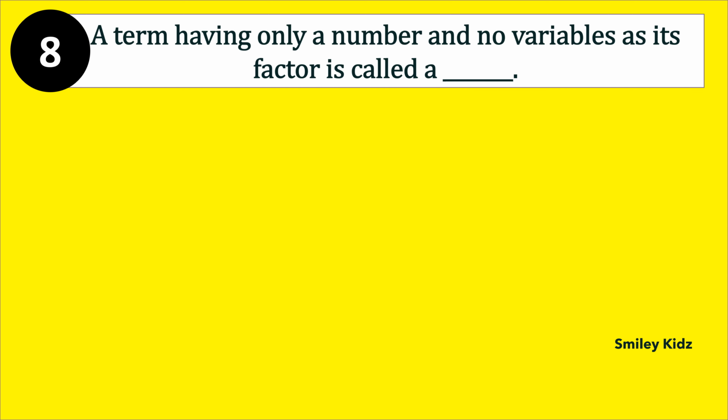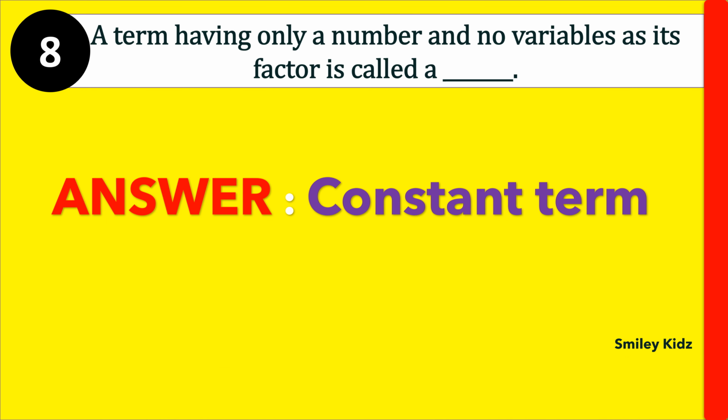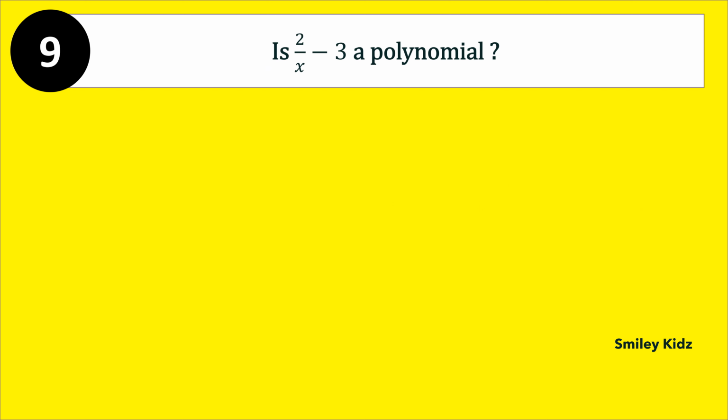A term having only a number and no variables as its factor is called a dash. Your time starts now. Your time is up. And the right answer is constant term. A term having only a number and no variables as its factor is called a constant term. Moving to question number 9.